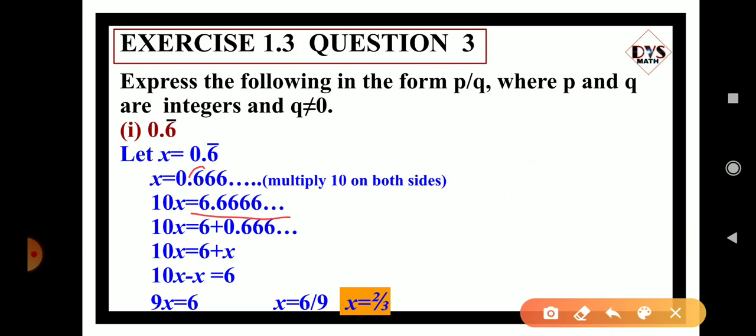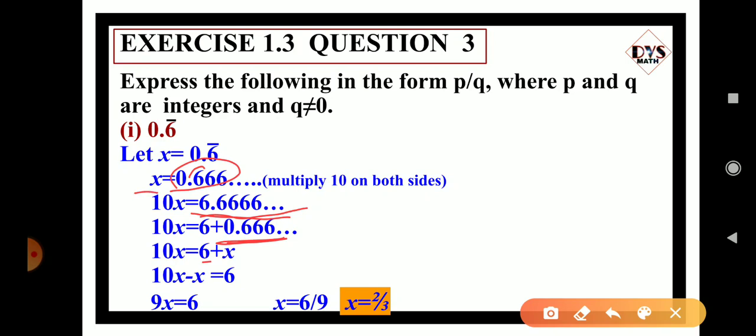Now let 10x be as it is. 6.666 can be written as 6 plus 0.666, correct? We can split it. Why are we splitting it like this? Because we have to obtain the same number again, 0.666, so that we can substitute the x value there. 10x remains as it is, 6 remains as it is, and 0.666 can be written as x again.